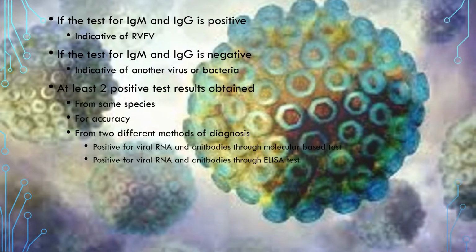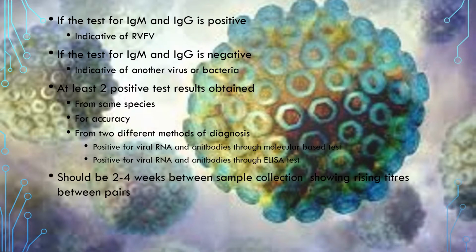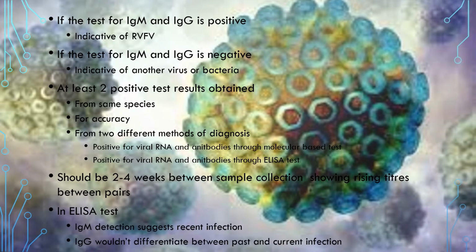For best results, at least 2 positive test results should be obtained from the same specimen using a combination of different methods of diagnostics, such as positive for viral DNA and antibodies, and positive for IgM and IgG. There should be 2 to 4 weeks between sample collection of paired sera showing rising titers between the pairs. In the ELISA test, IgM detection would suggest recent infection, whereas IgG detection would not differentiate between past and current infection.